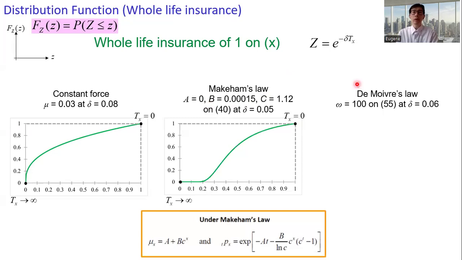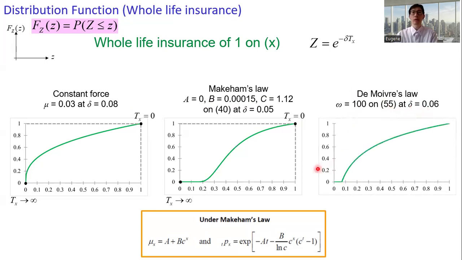With De Moivre's law, and here we have the maximum limiting age, omega equals 100, on an individual at age 55, force of interest 0.06. And we get the following CDF. The maximum value of Z is 1 when Tx equals 0. And then the minimum value of Z occurs at Tx equals omega minus x because we have a limiting age.